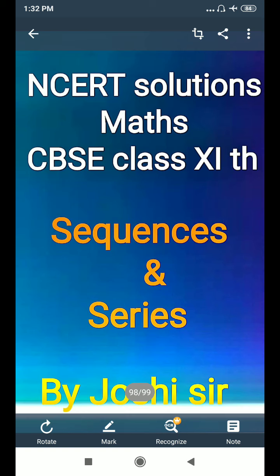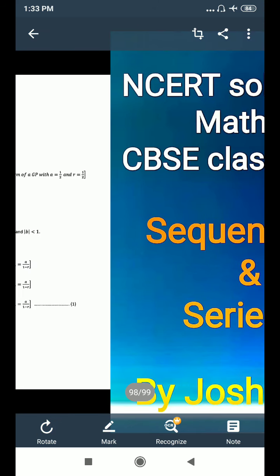Hello students, today we'll discuss infinite series of geometric progression. It's a very simple and important topic. Under NCERT solutions, I will explain all the questions of NCERT. This particular portion is given in the supplementary part of NCERT.